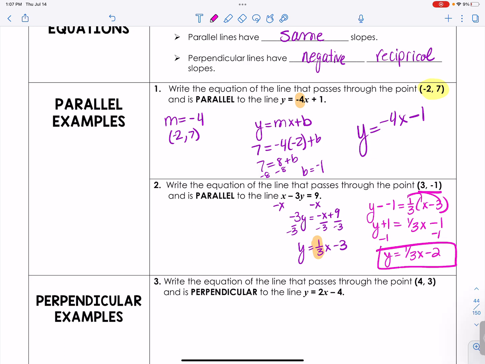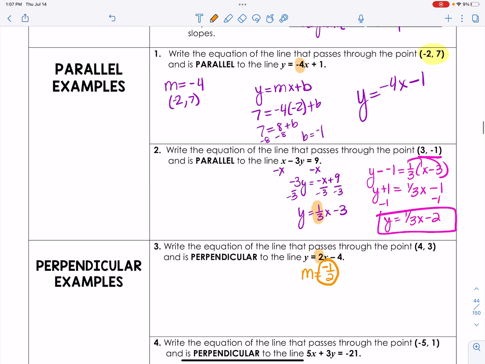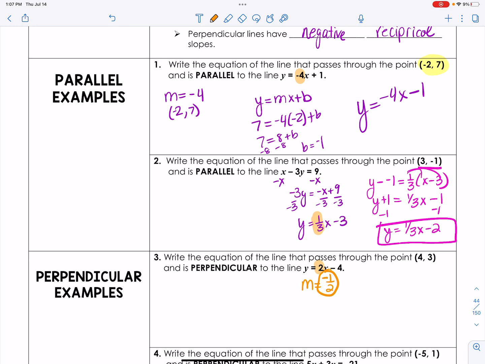If the question says parallel, you're going to take the slope and use it exactly as it is. If the question says perpendicular, like this next one, we're not going to use it as is. If I want a perpendicular line, I'm going to flip it and take the opposite. So this is the slope that I would use. I'm going to do y equals mx plus b. Half of 4 is 2, add the 2, and b is 5. So my answer is y equals -1/2 x plus 5.